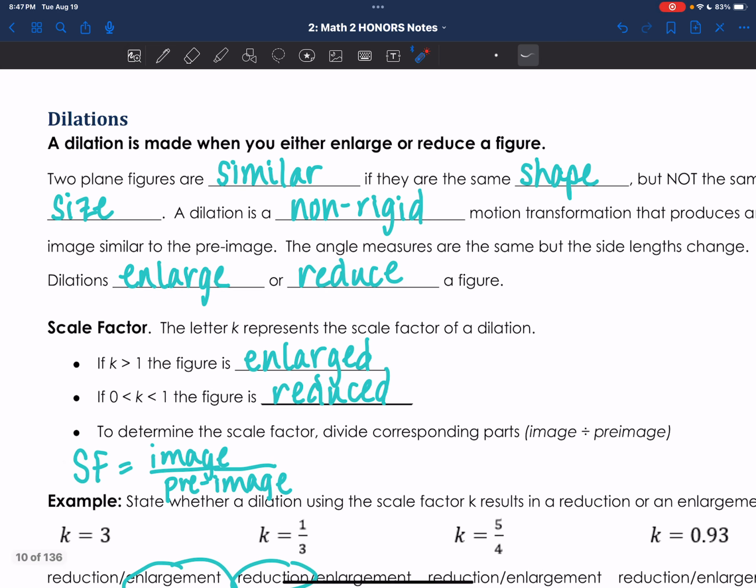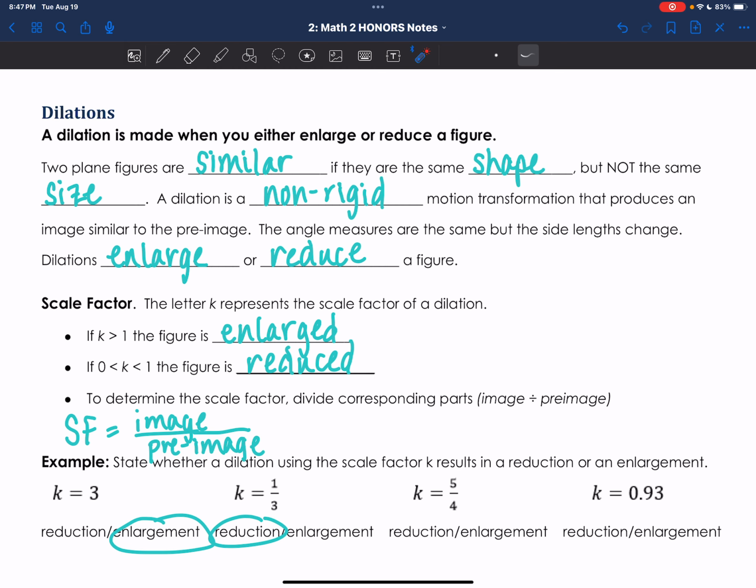about dilations. All right, dilation is made when you either enlarge or reduce a figure. Two plane figures are similar if they are the same shape, but not the same size. A dilation is non-rigid, meaning it's similar to the pre-image. The angle measures are the same, but the side lengths change, so that's very important. Dilations enlarge or reduce a figure. So the scale factor is K.